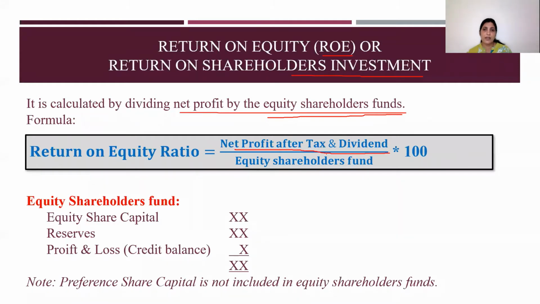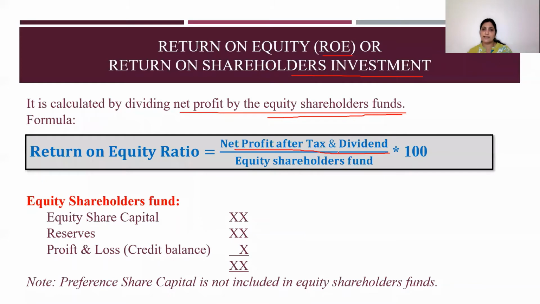Here, after tax and dividend means: first you give interest to the debenture holders, after that you calculate tax. After that you will give off the dividend to whom? To preference shareholders. After that, whatever is remaining, what is it called? Profit available to equity shareholders. All of you remember, I think, BCom girls, you have already studied this. Profit available to equity shareholders.